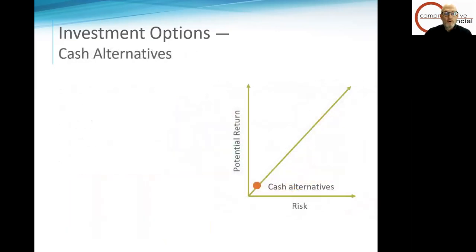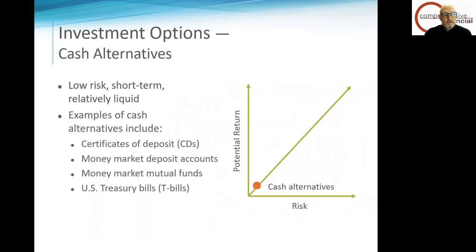Now, focusing on the lower risk categories here, cash alternatives. Again, they offer low risk, they're short term, and they're relatively liquid. Examples of alternatives include CDs. You can buy a CD at pretty much any bank out there. They have a specific maturity time, and you will earn interest over that timeline.